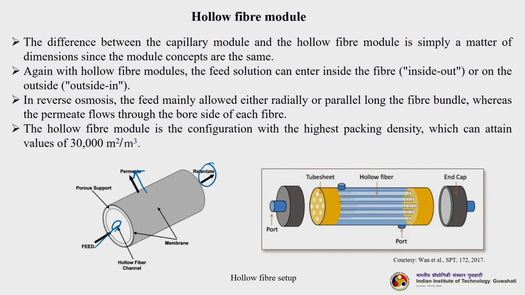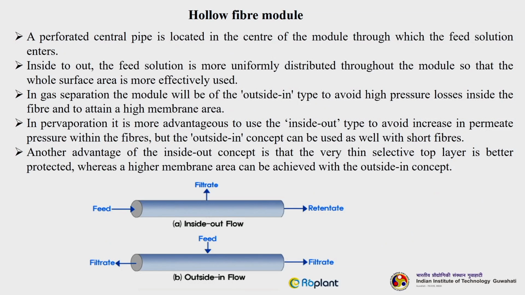You can see how so many different hollow fibers are fused together, and there is a tube here that is shown as a port, and there is a port here. Either we can flow feed from here or from here, depending upon whether you want inside out or outside in. A perforated central pipe is located in the center of the module through which the feed solution enters. In the case of inside to out, the feed solution is more uniformly distributed throughout the module, so that the whole surface area is more effectively used.